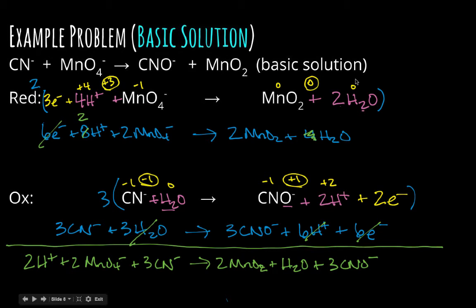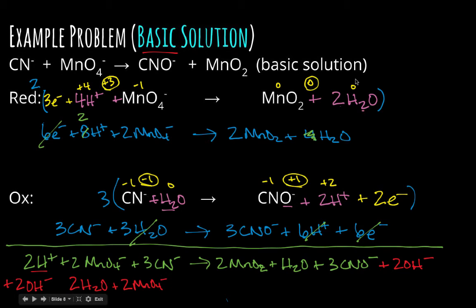Now, because this is a basic solution, we said there's that one extra step. So the one extra step is any H pluses I have, I want to neutralize, and the way I'm going to neutralize those is by adding the same number of OH minuses. So I'm going to add, since I have 2 H pluses here, I'm going to add 2 OH minus, but I have to add them to both sides. So here's a 2 OH minus over here too. So what that's going to do is, the 2 OH minus and 2 H pluses are going to give me 2 H2O, and I'm going to go ahead and rewrite this whole thing.